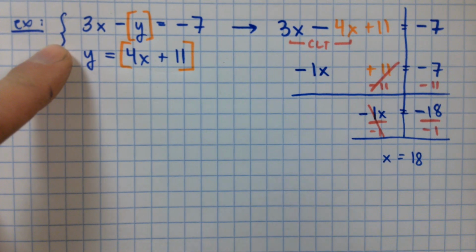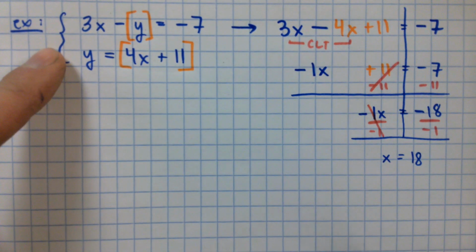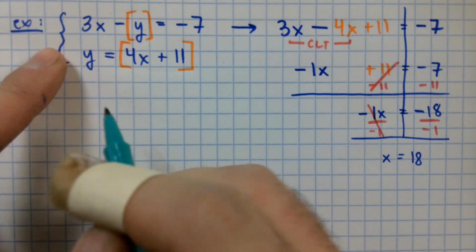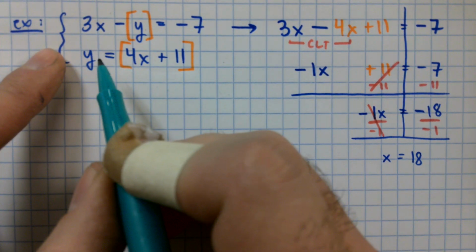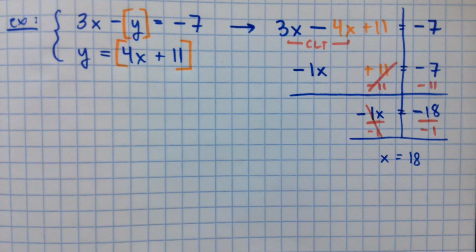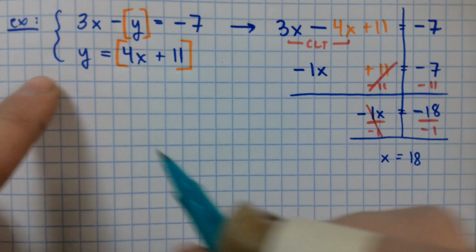Because it's already in slope-intercept form. It's already in slope-intercept form, which means that y is already solved for by itself. So if I know x and I want to find y, it doesn't matter what equation I use. They work together. They're both going to give me the same answer. What's going to be easiest for me when I'm doing my homework today?